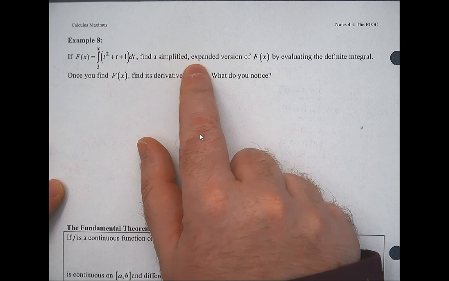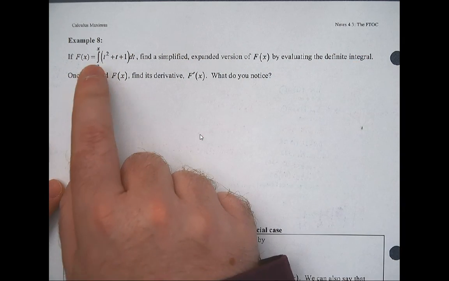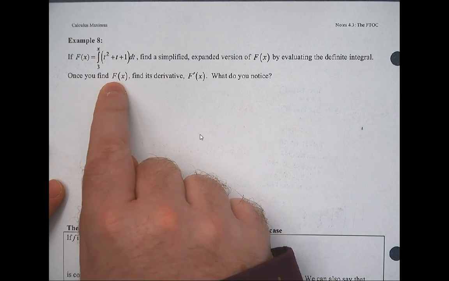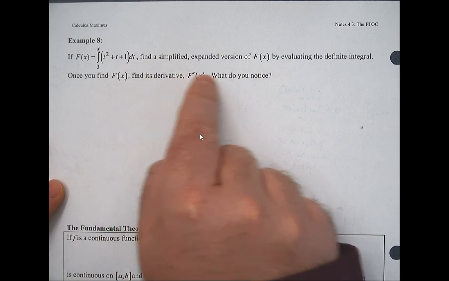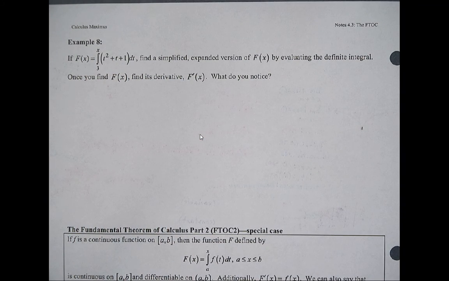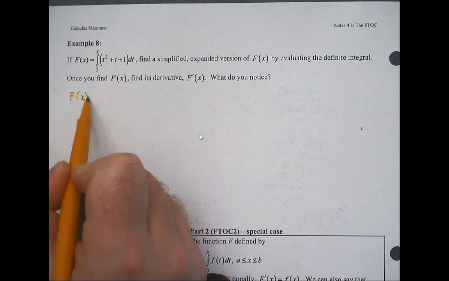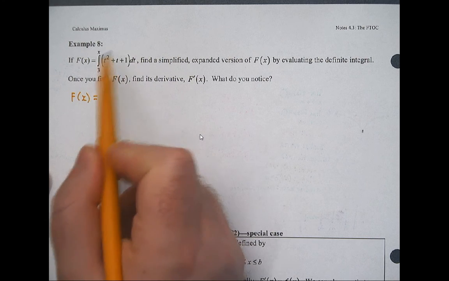So we want to find a simplified expanded version of f of x by evaluating the definite integral. In other words, we're going to integrate this. Then once we find f of x, when we have an equation, we're going to find the derivative, and some mathemagic is going to happen at that point. So I'm going to encourage you to pause, and I would like you to figure out what f of x is. What's the equation for f of x? In other words, figure out the integral.